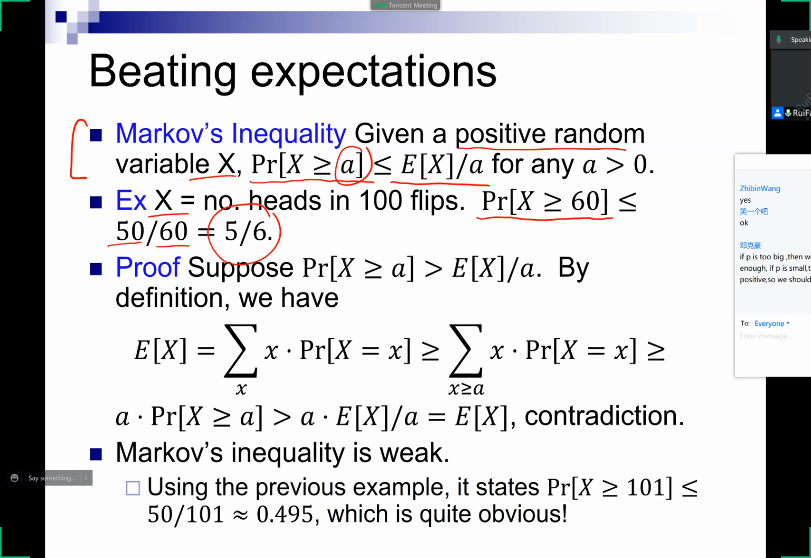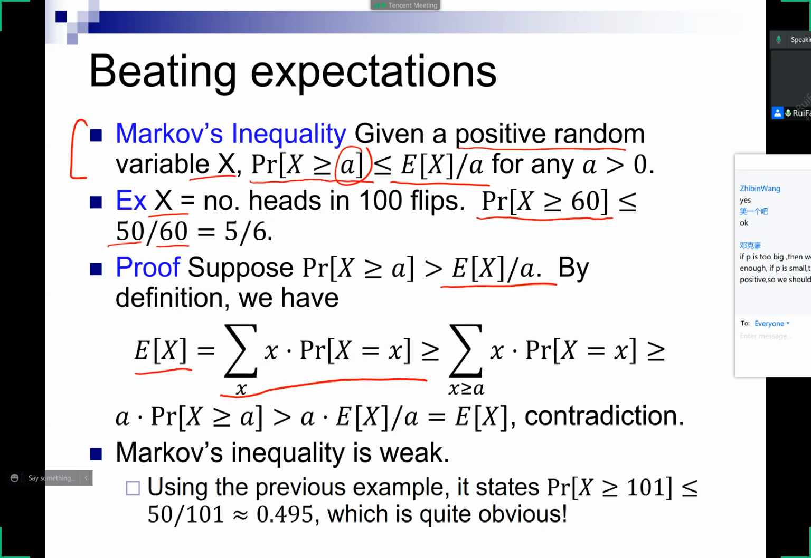Now let's prove Markov's inequality. It's a pretty simple proof. Suppose for contradiction that the probability that you get a value larger than a is actually larger than the expectation divided by a. Now by the definition of expectation, let's just write it out: you take all of the possible values of X and multiply each by the probability of getting that value.